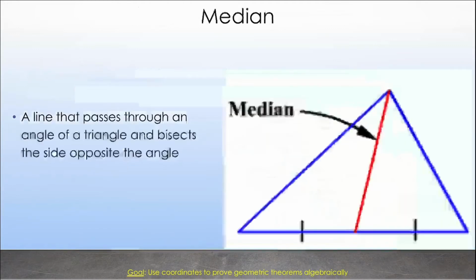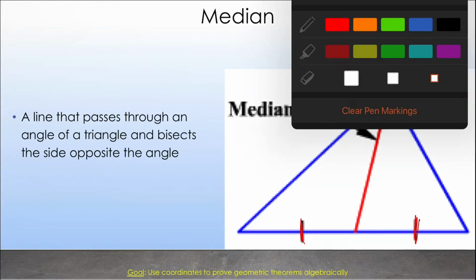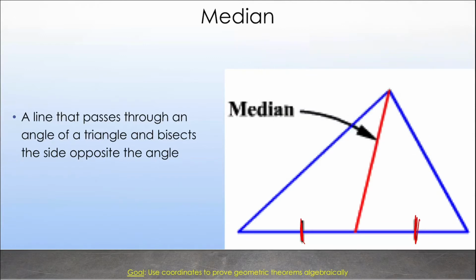A median is a line that passes through an angle of a triangle and bisects the opposite side. So the key is that it bisects the side, the opposite side of the angle. I don't know if my angles are bisected. All I know is that those sides are bisected.